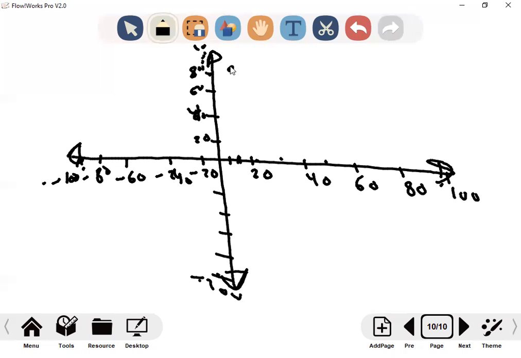I put 20. Do you have 5? The first ordered pair, what do you have? 5 and 8. Do you have 5 on the x-axis? Where is it?